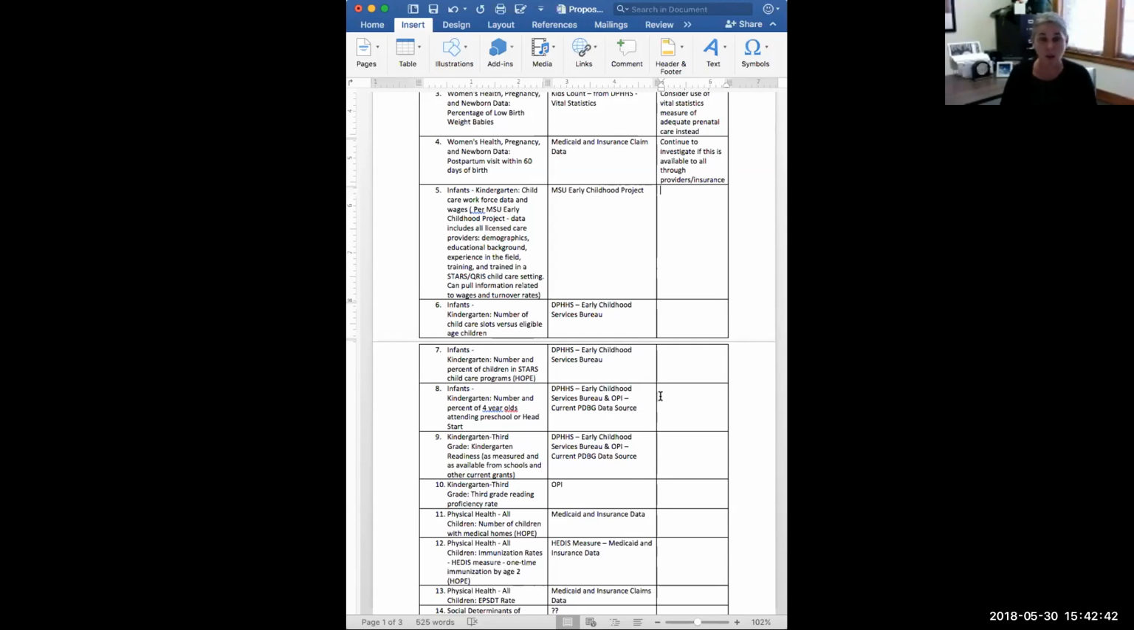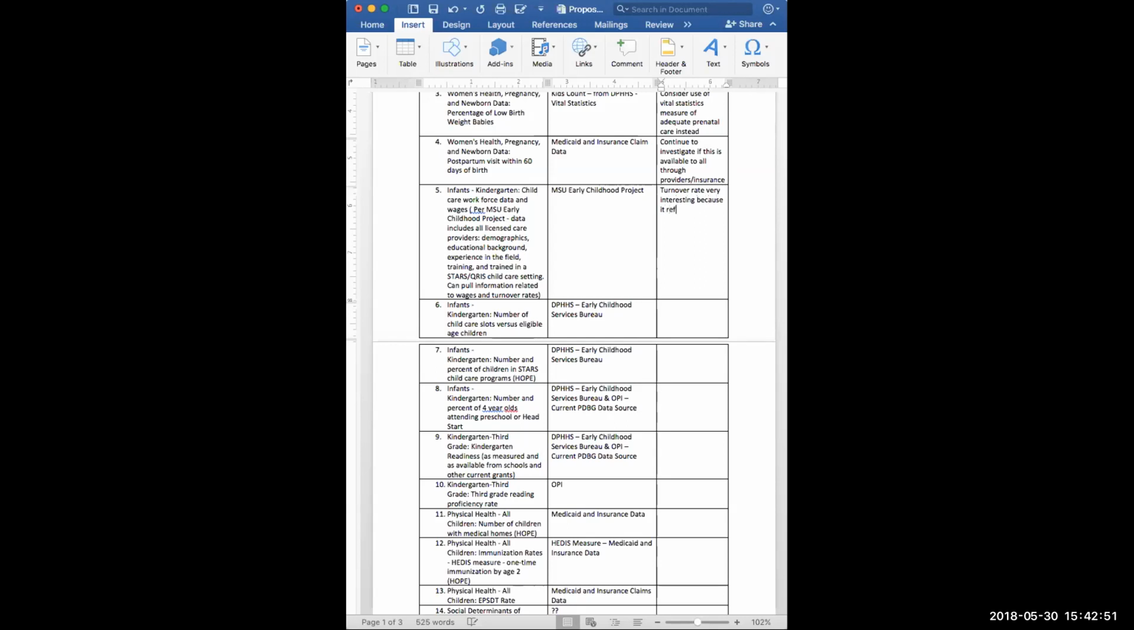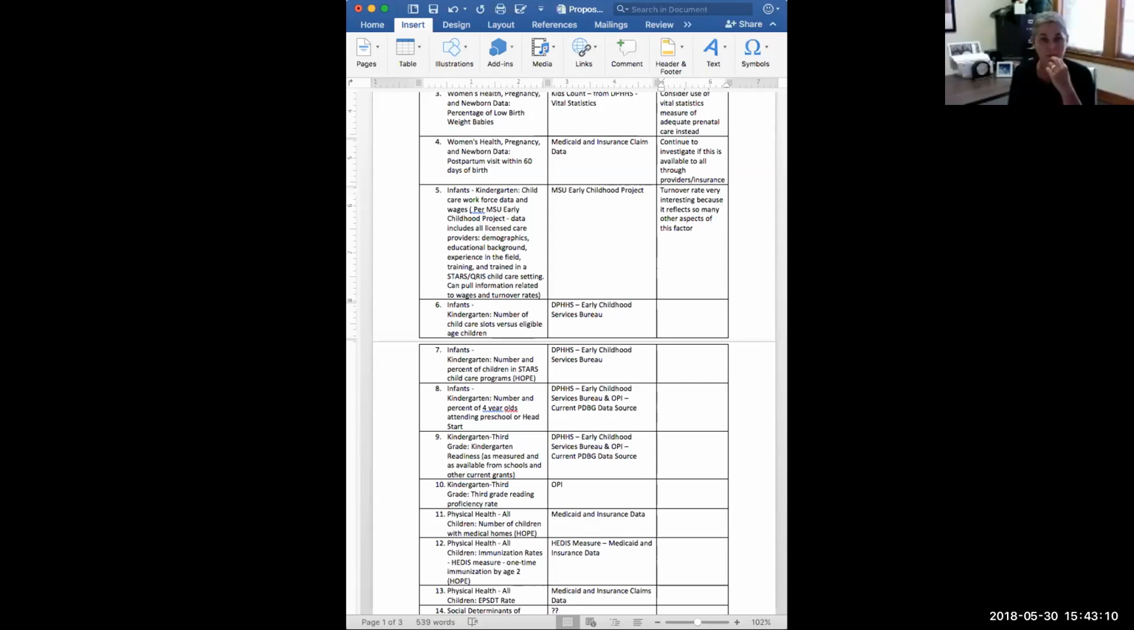Of all those, I think the turnover rate would be very interesting because it reflects so many other aspects of being a caregiver. So rather than including so many of these other factors, having turnover rate as a measure of job satisfaction would relate to job stress and training and wages, all that together.